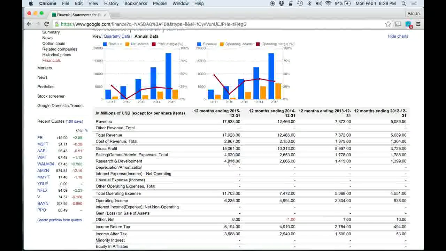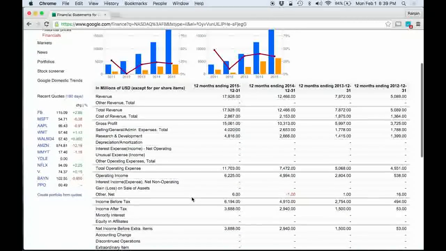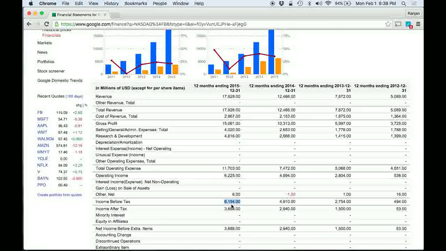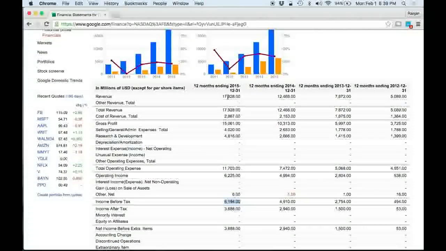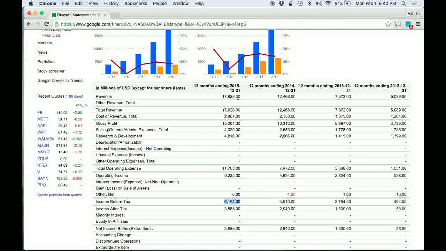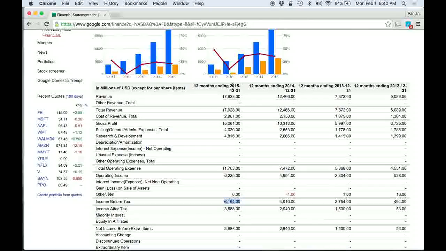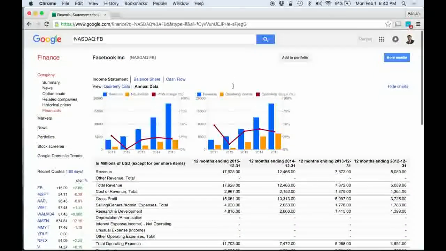They have R&D expenses of $4.81 billion. R&D expenses is other indirect expenses. And if you look at the income before tax, it is $6.19 billion. So if you take this amount and divide it with the revenue and multiply by 100, you would get net profit margin percentage for 2015 for Facebook. So that way you can do the calculation for any company you want to see.